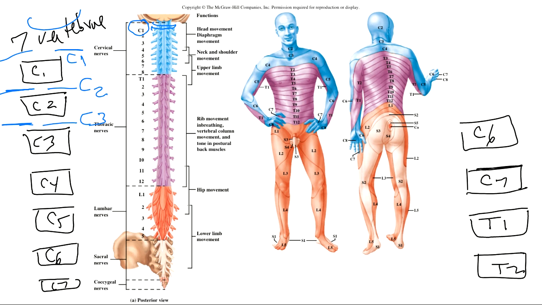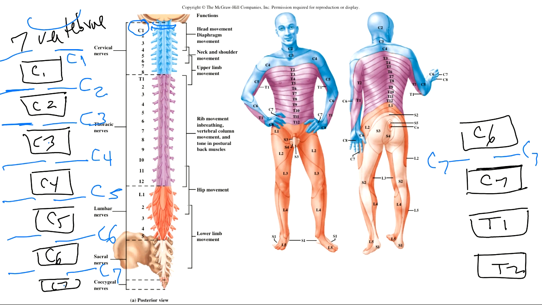Between C3 and C4 comes out C4. Between C4 and C5, C5. Between C5 and C6, C6. Between C6 and C7, C7. Okay, so we have C7 right there. And this is what they did next. Between C7 and T1, instead of calling it T1, they called it C8.